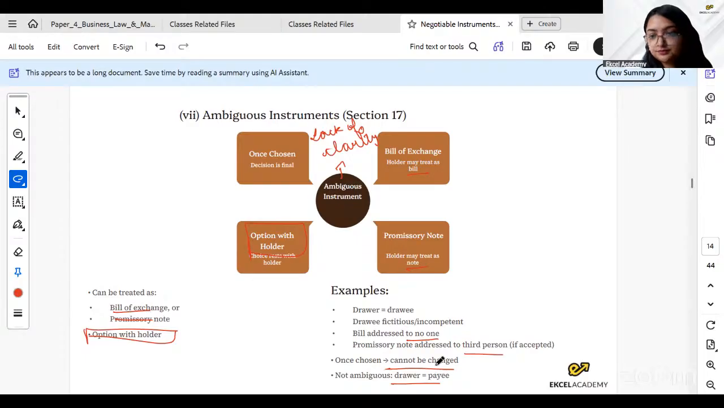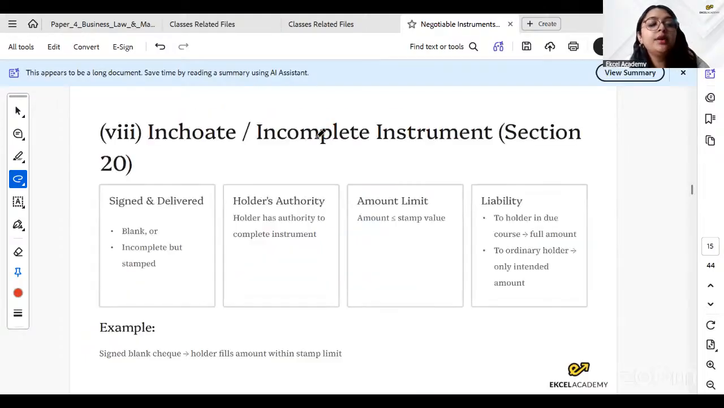All right. Next, incoherent or incomplete instrument, which means that it is a valid instrument but some technicality is missing. Let's say, for example, you issue a check. If you have seen a check earlier, you must understand that your sign is very important for the check to be deposited. Let's say that sign is not there. That's what makes the instrument incomplete. So an incoherent or incomplete instrument is something which is signed and delivered but is blank or incomplete, but stamped.